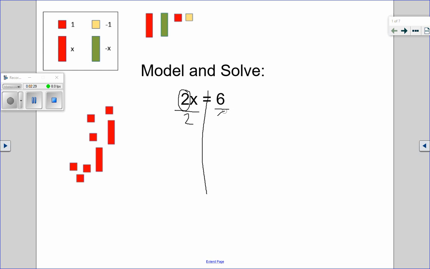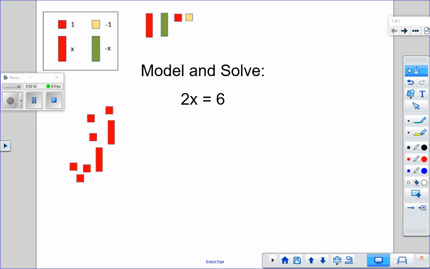So I'm going to divide. And then what you should be getting is 2 divided by 2 is 1. And then you're left with x on this side. And 6 divided by 2 is 3. So that's the correct answer. Okay? Okay, let's go to the next one.